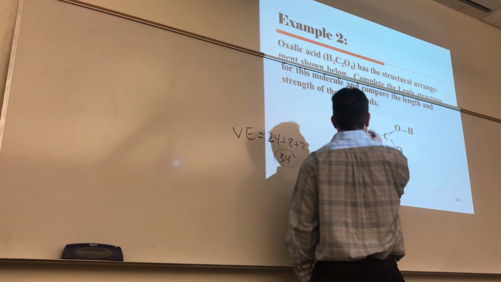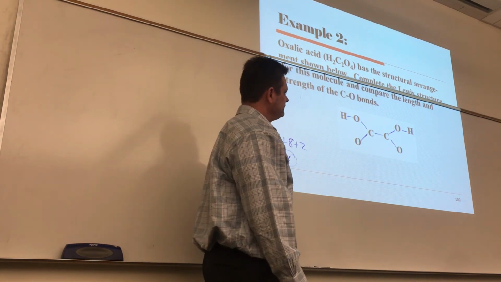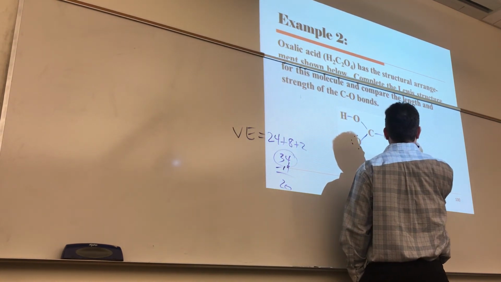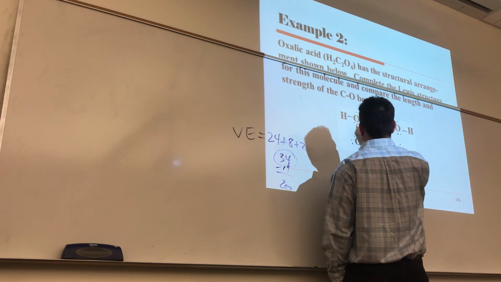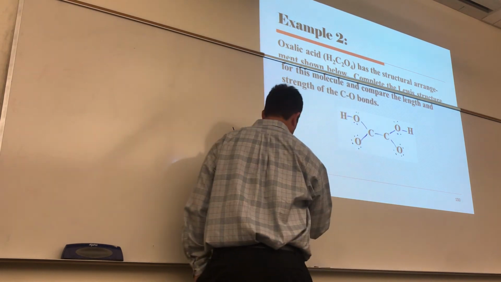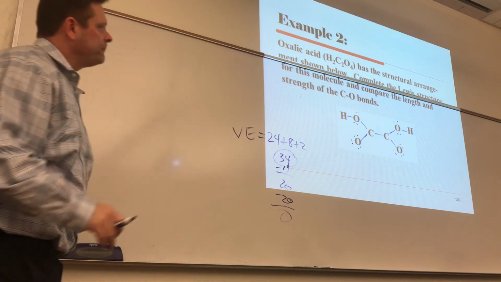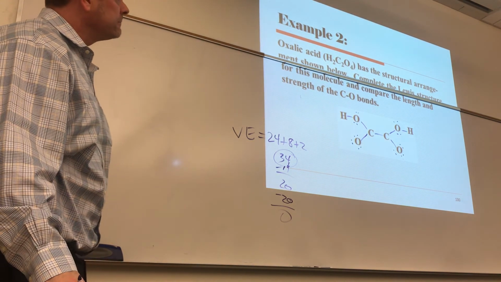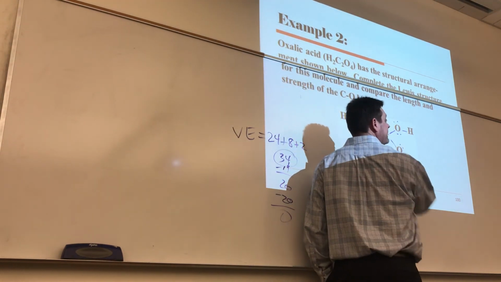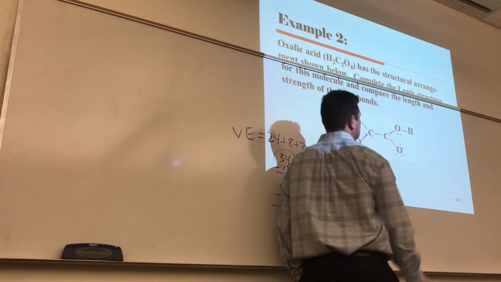2, 4, 6, 8, 10, 12, 14. So I use 14. Double bond in the carbon. I have 20 left. 2, 4, 6, 8, 10, 12, 14, 16, 18, 20. A double bond in the carbon. Okay. Is that good? Oh, wait. Carbon has 3 and 3. Yeah. Not good, right?